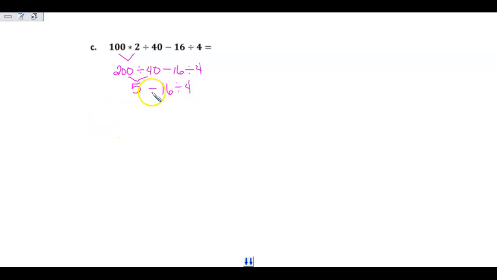Subtraction is not a powerful one when you're comparing it to division. So our next section that we're going to do is this one. So 16 divided by 4 is 4. And so we're going to have 5 minus 4, which is 1. So this expression simplified is 1.